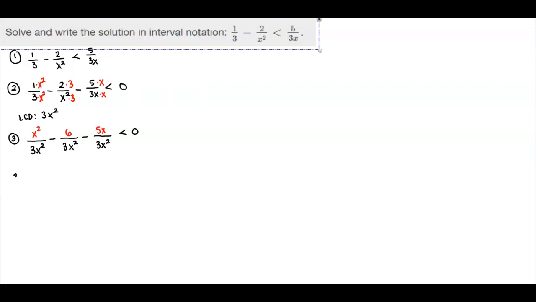So now let's combine our numerator. We have x squared. The next term is going to be minus 5x. And then this is going to be minus 6. And then we're going to divide it by the common denominator, which is 3x squared. And that's less than 0.